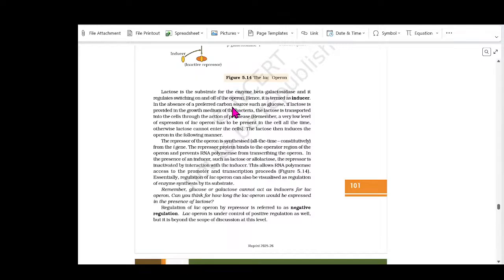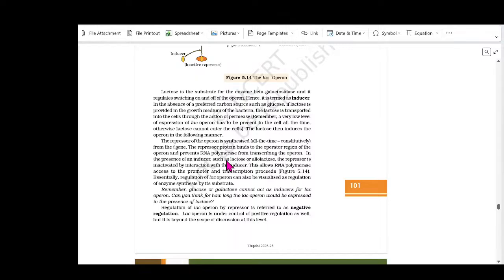In the absence of a preferred carbon source such as glucose, if lactose is provided in the growth medium of the bacteria, the lactose is transported into the cells through the action of permease. The lactose then induces the operon in the following manner. The repressor of the operon is synthesized from the I gene. The repressor protein binds to the operator region of the operon and prevents RNA polymerase from transcribing the operon.